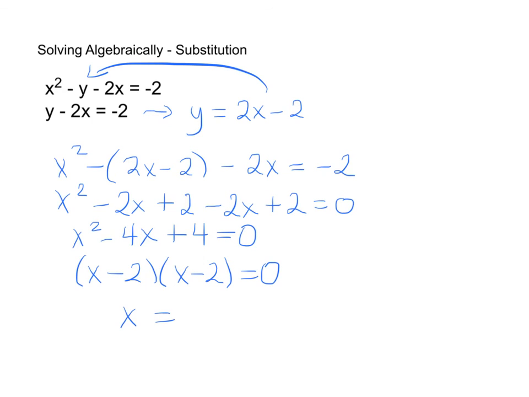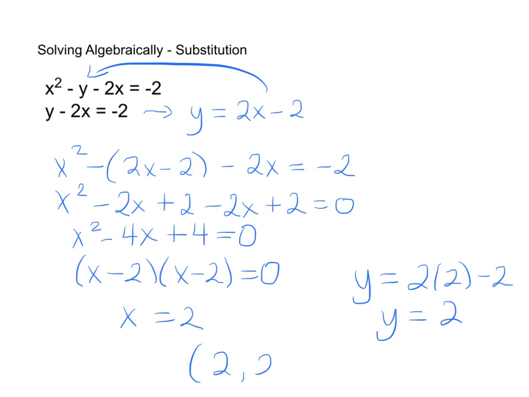So this gives us only one solution, x equals 2, since both factors were the same. So we only have to find one y value. y is equal to 2x minus 2. So 2 times 2 minus 2, which is equal to 2. There are a lot of 2's on that one slide. The ordered pair is (2, 2).